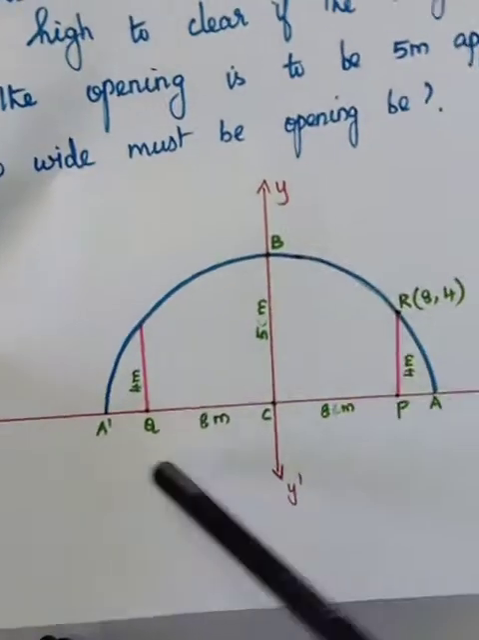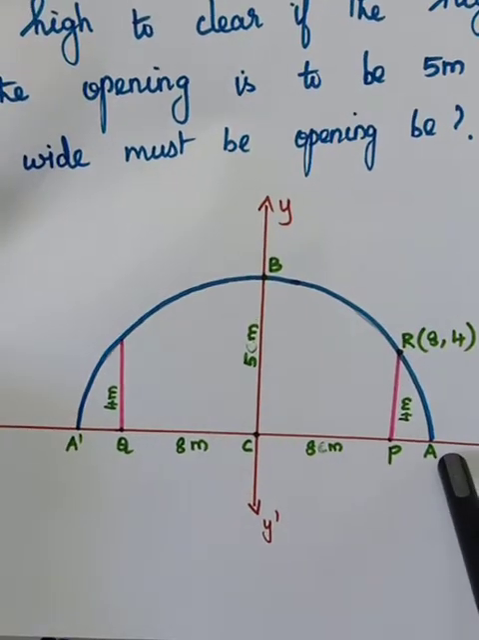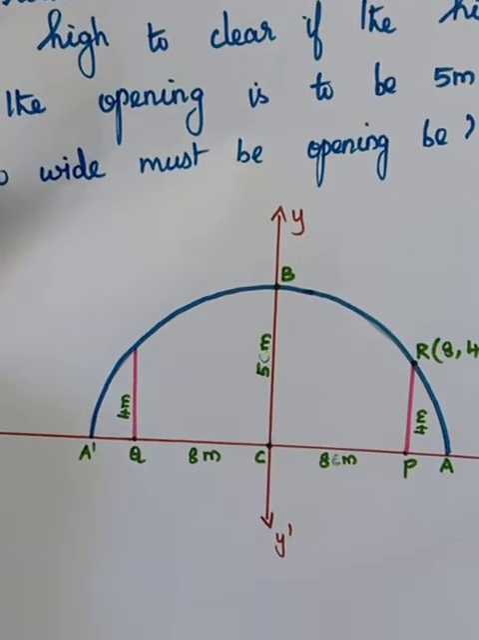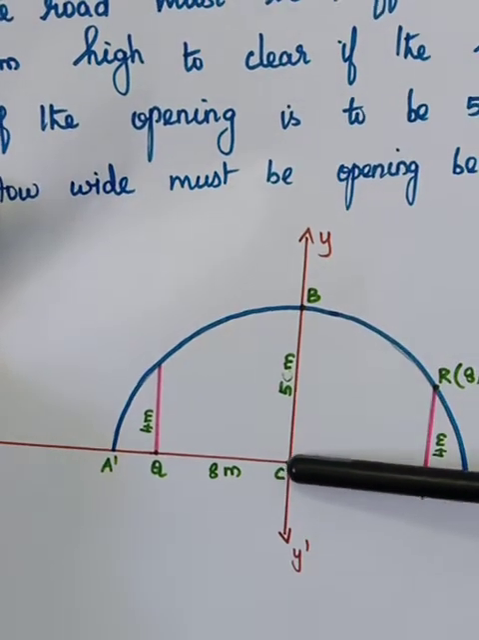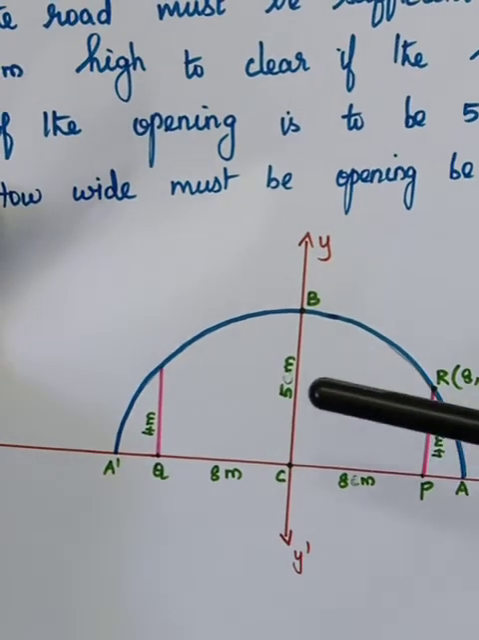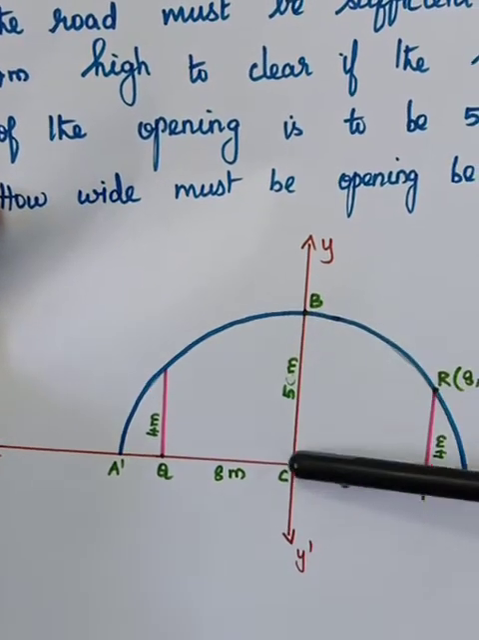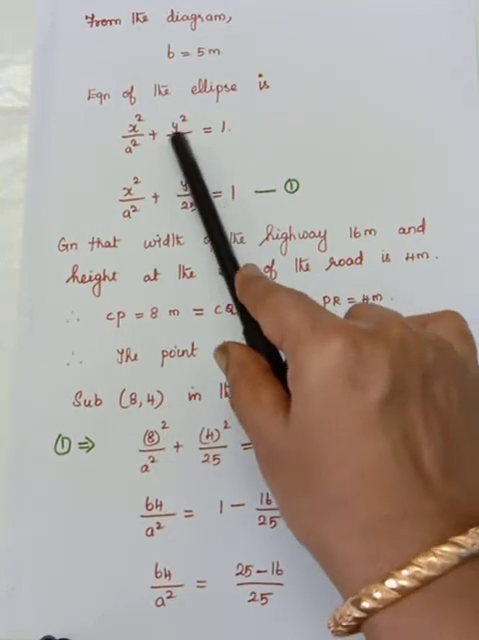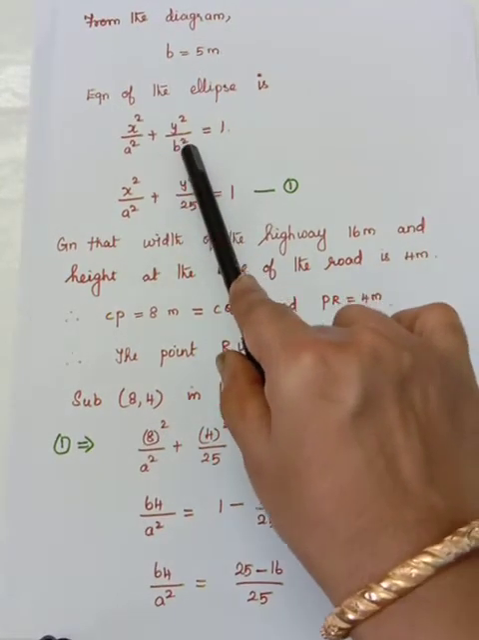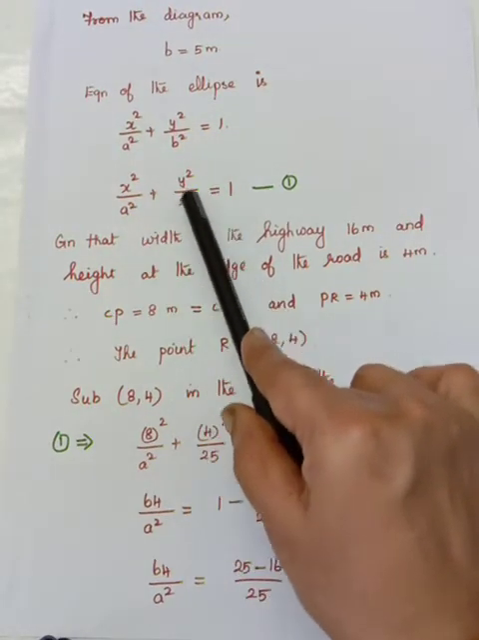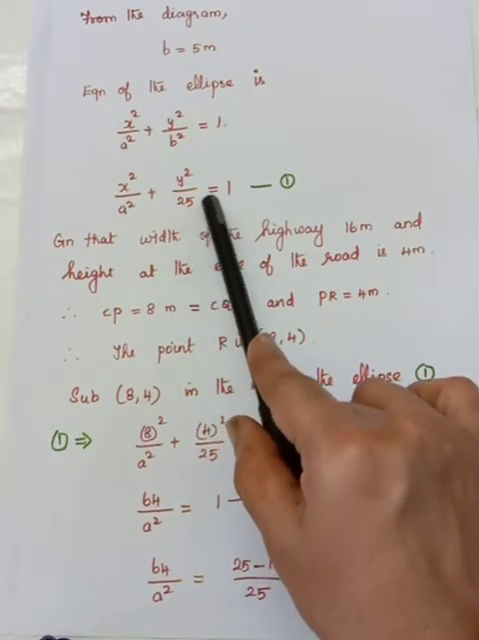We have to find out A dash, but we can't find it yet. We don't know what small a is. Now here it is given BC is 5 meters, which, according to the ellipse, is the length of the semi-minor axis. Therefore, small b is equal to 5 meters. Substituting small b as 5 in this equation, x squared by a squared plus y squared by 5 squared, that is 25, is equal to 1.